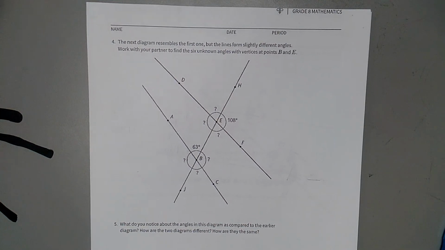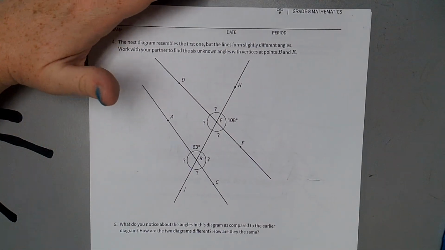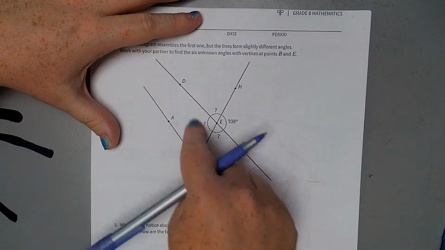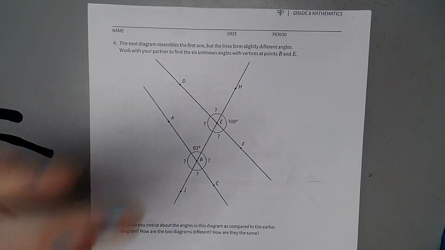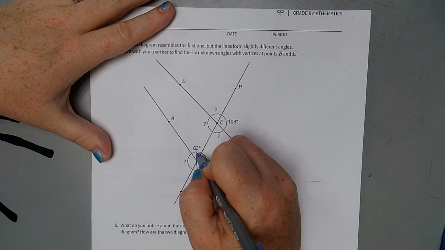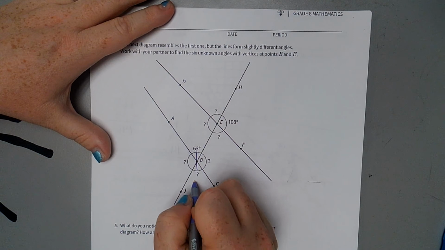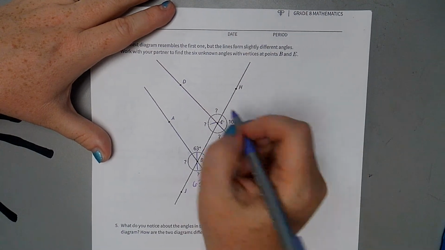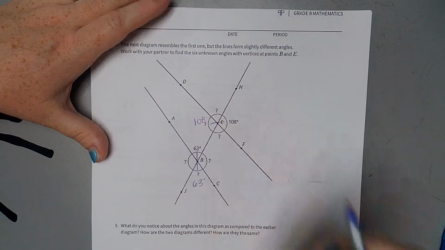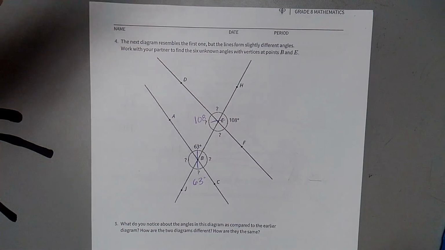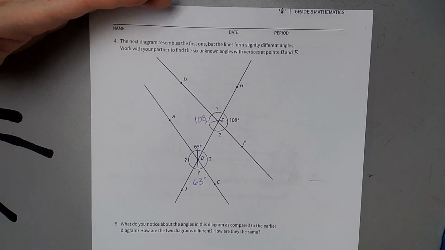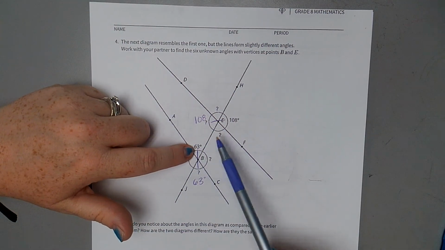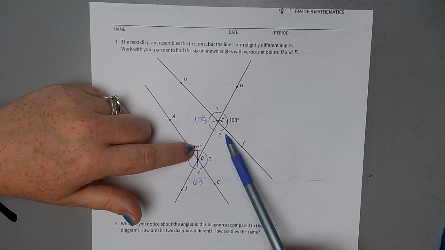We know about vertical angles, and we know vertical angles have the same measure. So these ones I'm not going to number because I feel like there's enough room. Vertical angles for here would make this 63 degrees, and the vertical angle here would make this 108 degrees. If they were parallel, we could use alternate interior angles because they have equal angles.